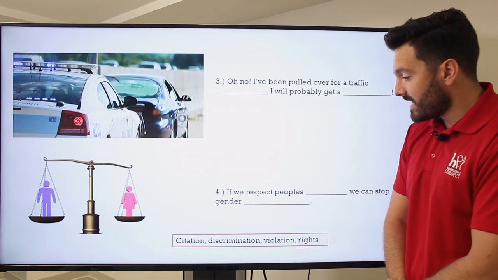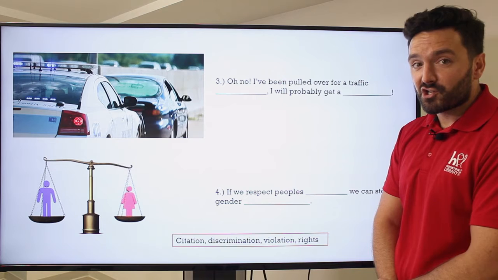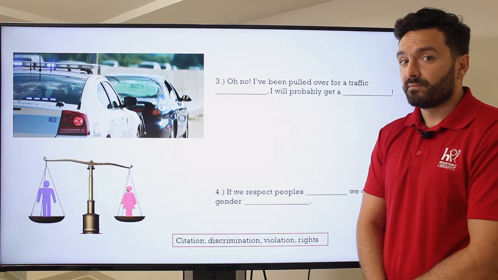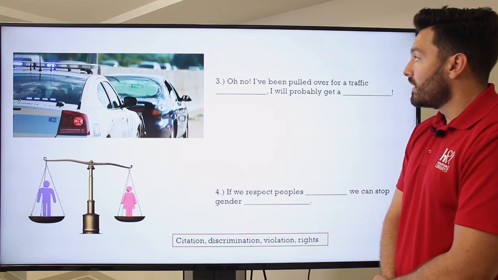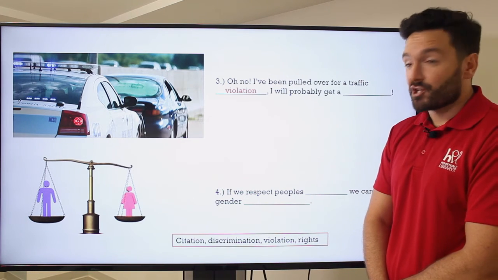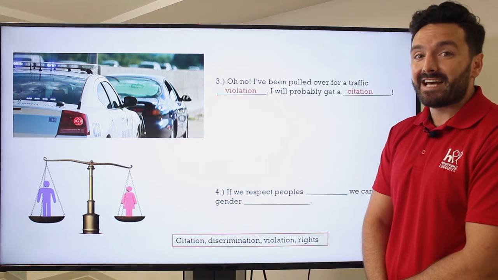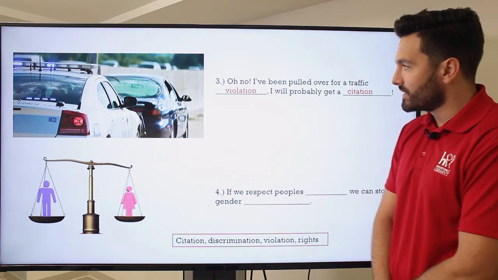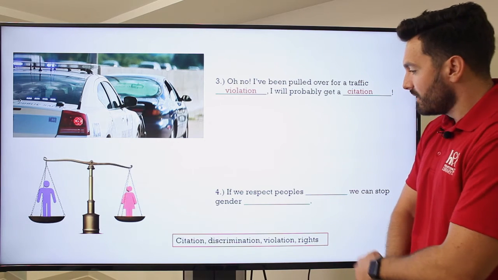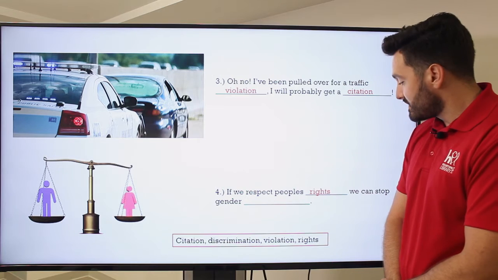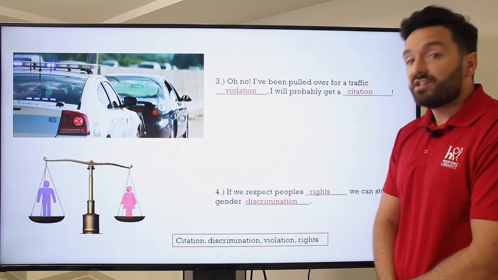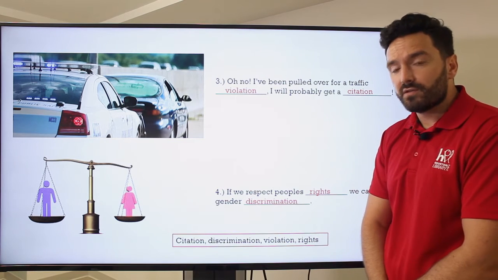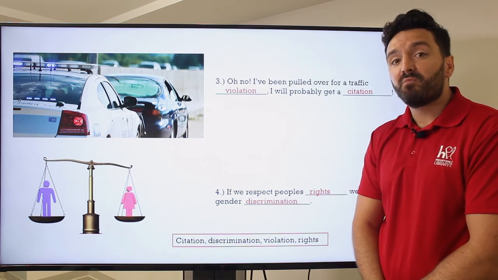Let's try again. So the new words: citation, discrimination, violation, and rights. Take a moment. Okay, how'd we do? Oh no, I've been pulled over for a traffic violation. I will probably get a citation. Ticket would also work here, right? But I included citation in our words at the bottom. Great job. And then over here, if we respect people's rights, we can stop gender discrimination. So there are many types of discrimination. We talked about that, gender discrimination, one of those, but what we have to do is respect people's rights.